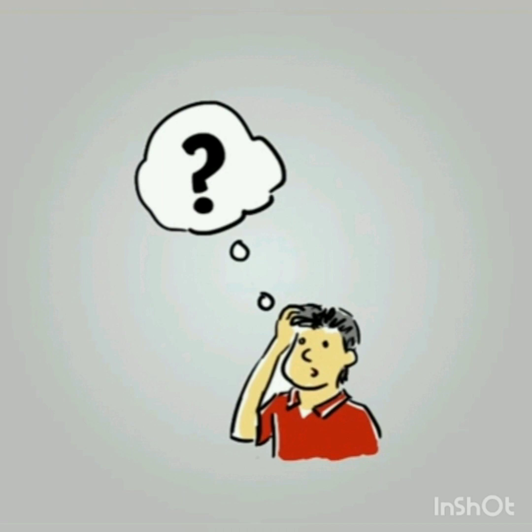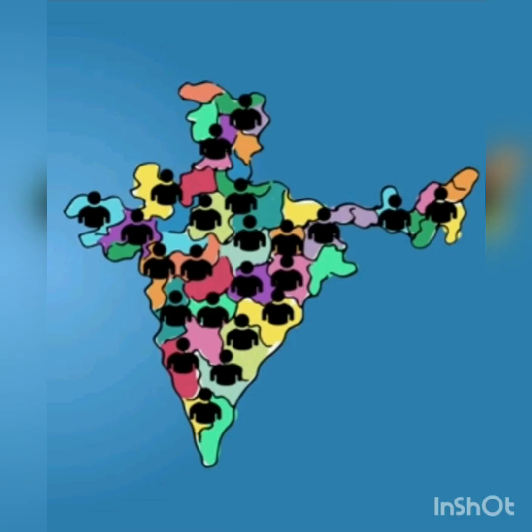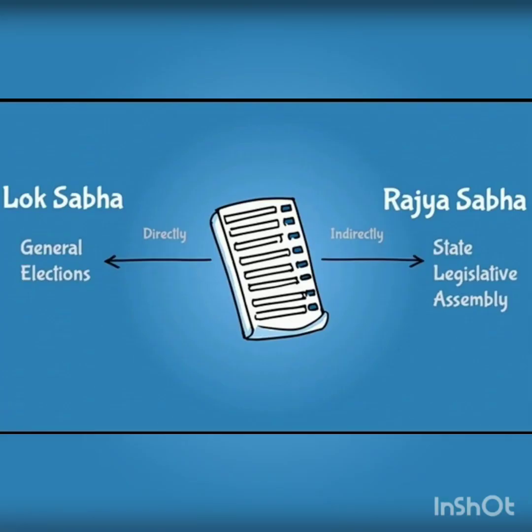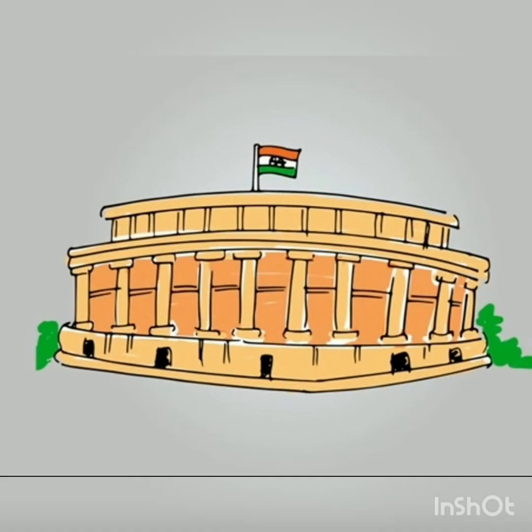How do we contribute to the Parliament and its decisions? The country is divided into numerous constituencies. Each of these constituencies elects one person to the parliament. Once these candidates become part of the parliament, they become members of the parliament. We elect the members of the Lok Sabha directly through general elections and the members of the Rajya Sabha indirectly through state legislative assemblies.